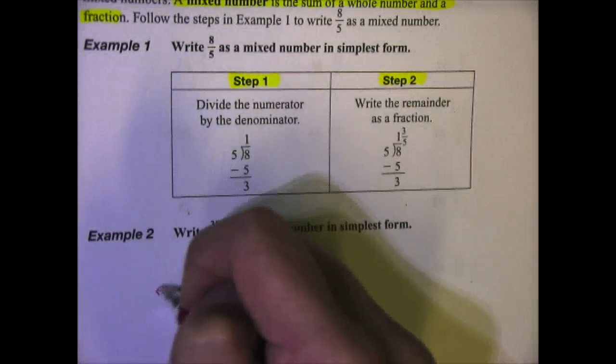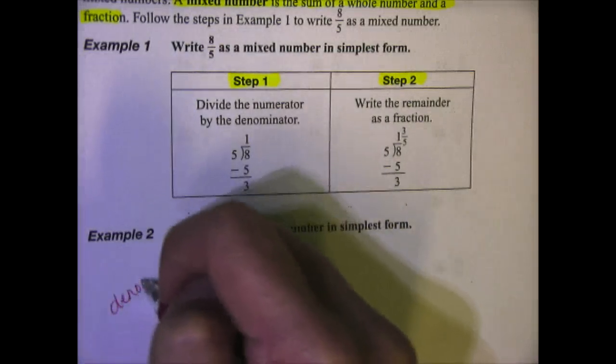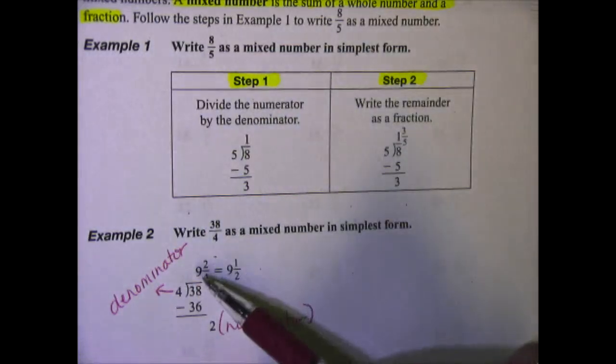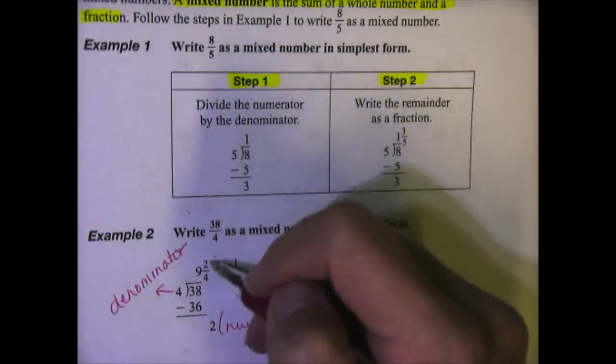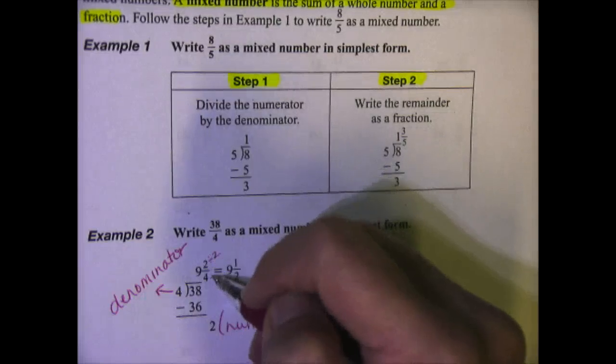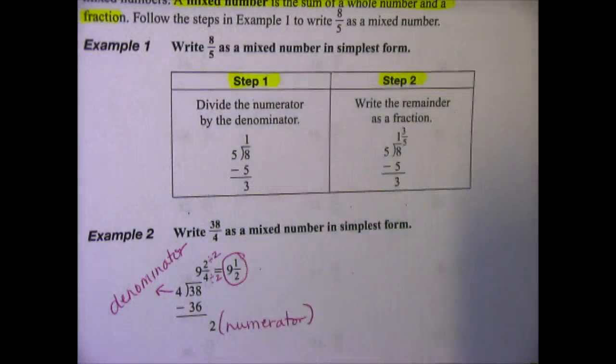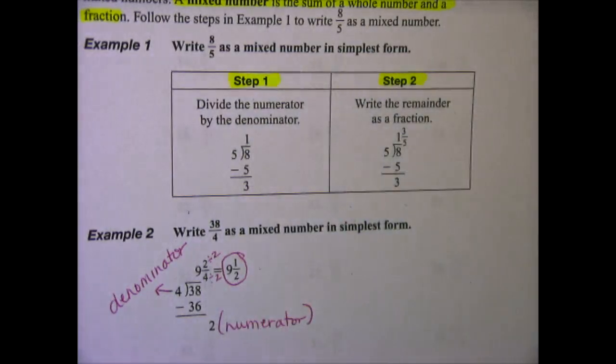4 continues to be the denominator, just like it was in the original problem. And 9 is our whole number. Now we also know that we can divide 2/4 by its GCF of 2, and our answer is going to be 9 1/2. So 9 1/2 is 38/4 written as a mixed number in simplest form.